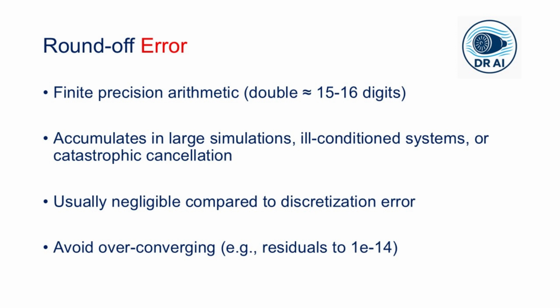Then another type of error is the round off error. Computers actually represent numbers with finite precision. Typically 64-bit double precision gives about 15 to 16 decimal digits. Each arithmetic operation rounds the result, and round off error accumulates. And then we have a simple question: when does round off error matter?